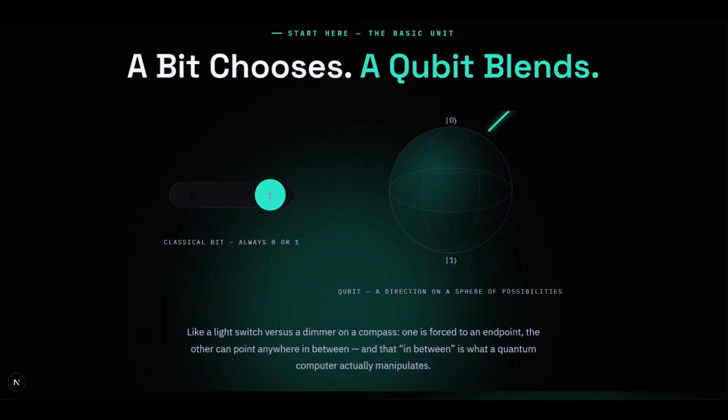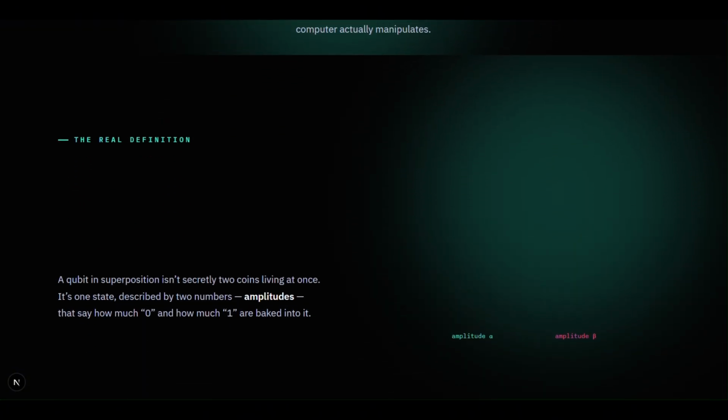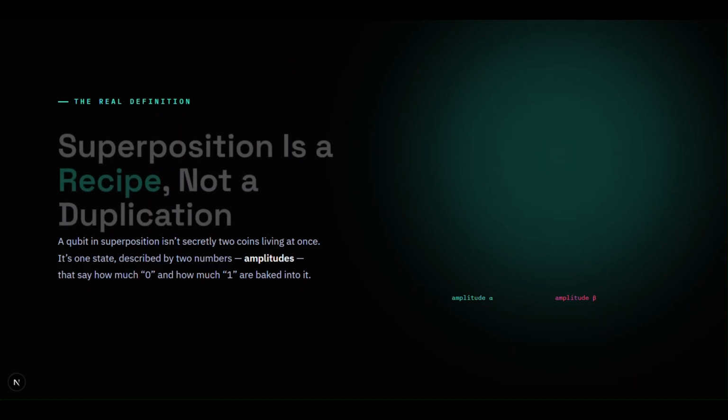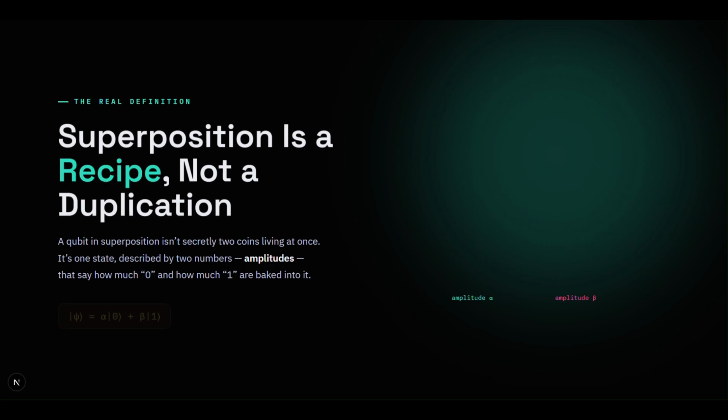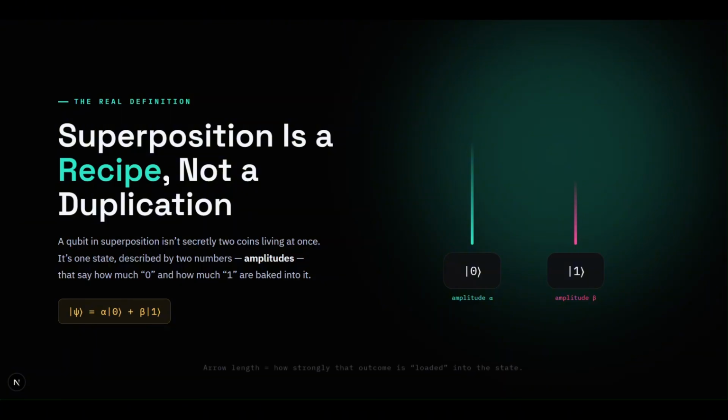So, here's the part almost every explainer gets wrong. Superposition isn't two coins existing at once. It's one state described by two numbers called amplitudes. One for 0, one for 1. That's how strongly each outcome is baked into that single state. That's the whole definition. No duplication, no parallel universe, just a receipt.